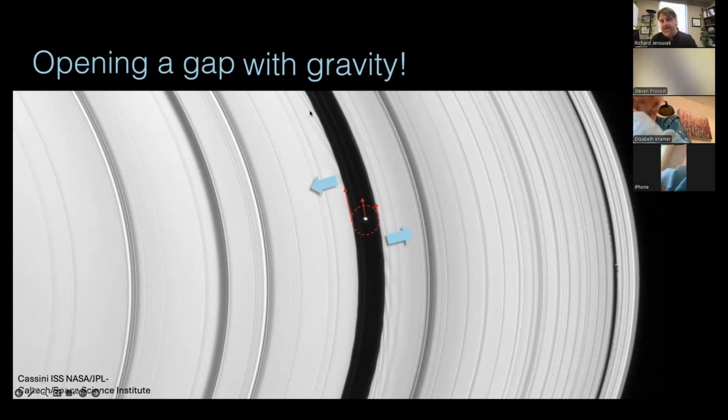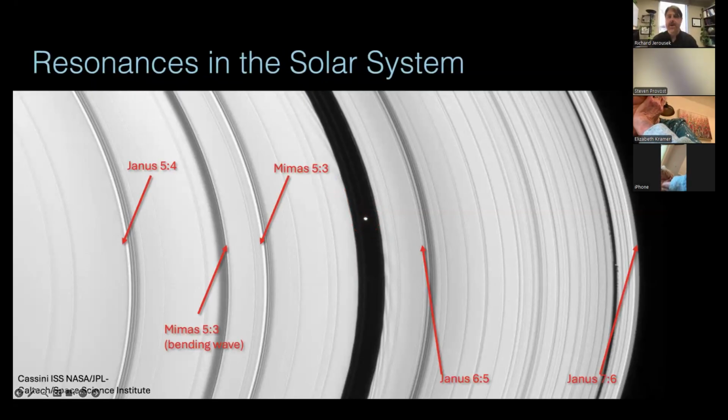Behind it on the outside. Same goes here, right? And that's because of the different orbital speeds of the different objects. Okay. Another thing that you can see in this picture, which I think is important to mention, is resonances.